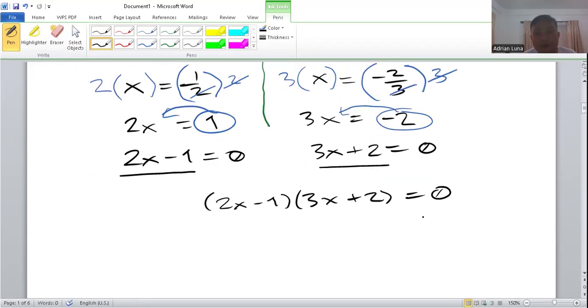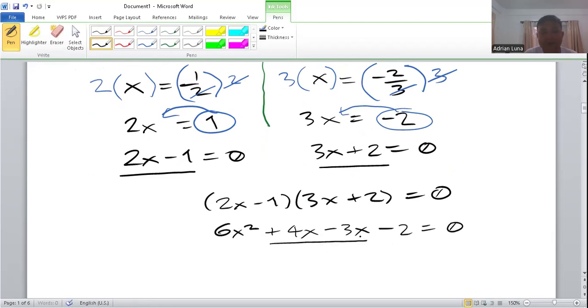Then, perform FOIL method. So 2x times 3x, we have 6x squared. 2x times 2, that would be positive 4x. -1 times positive 3x, we have negative 3x. And -1 times positive 2, we have -2. And combine lang natin yung like terms, which is the product of outer terms and the inner terms.